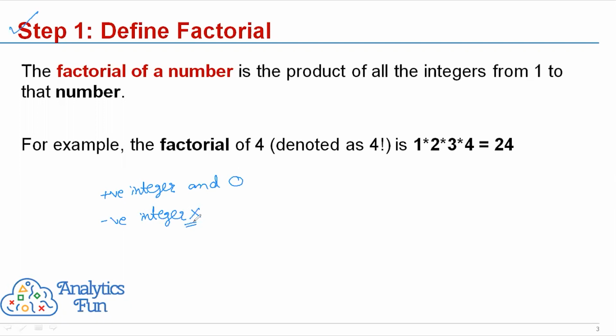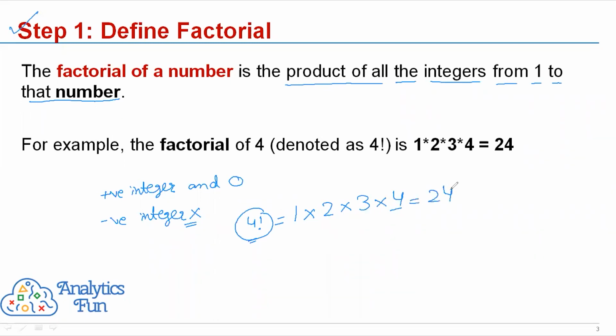Now what is the meaning of a factorial? When I ask you to calculate the factorial of 4, the meaning is you take the product of all the integers from 1 to that particular number. For example, if I ask you to calculate the factorial of 4, you will take the product of 1, then 2, then 3, then 4 and stop there. So now calculate the product. 1 2s are 2, 2 3s are 6, 6 4s are 24. So this is how you calculate the factorial.